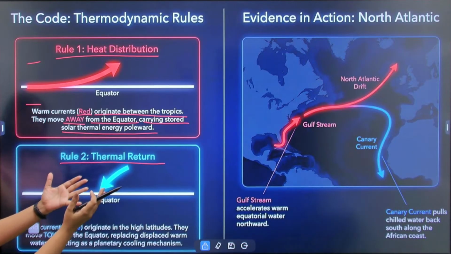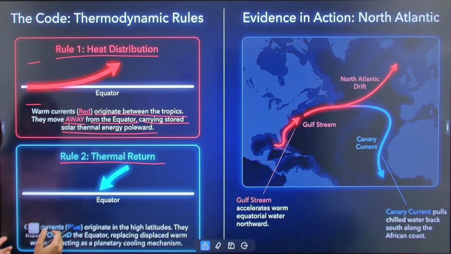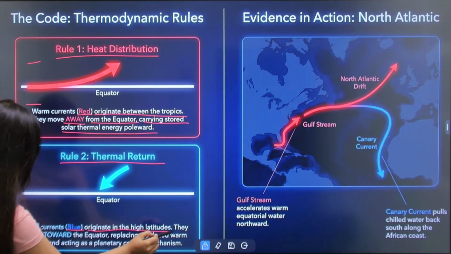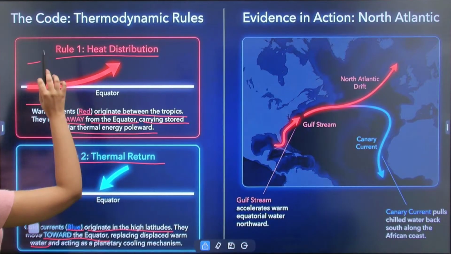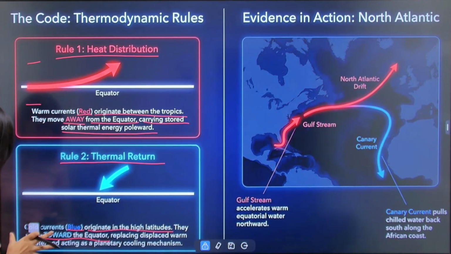Rule 2, the thermal return. Again, cold currents return from the pole to the equator. Cold currents, blue, they originate in the high latitude, beyond 70. They move towards the equator, replacing the displaced warm water. Warm water has already moved towards the poles, so there is a gap there. So cold water will move equatorwards to replace the warm water.